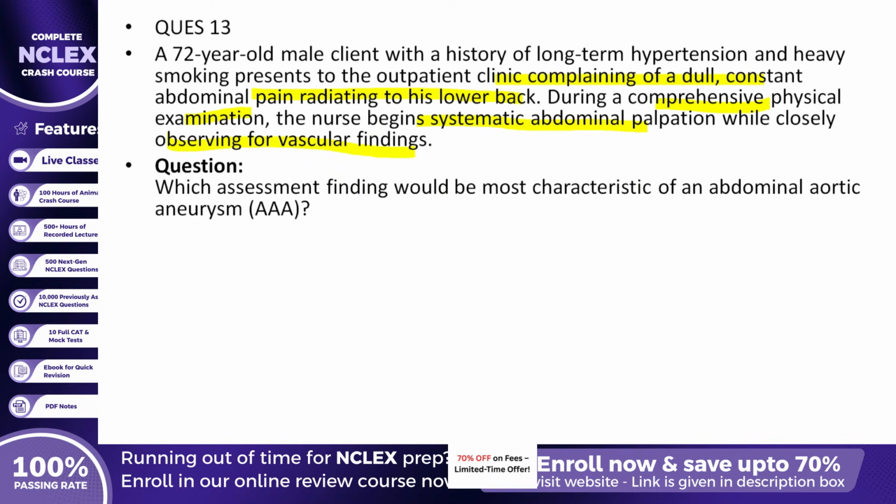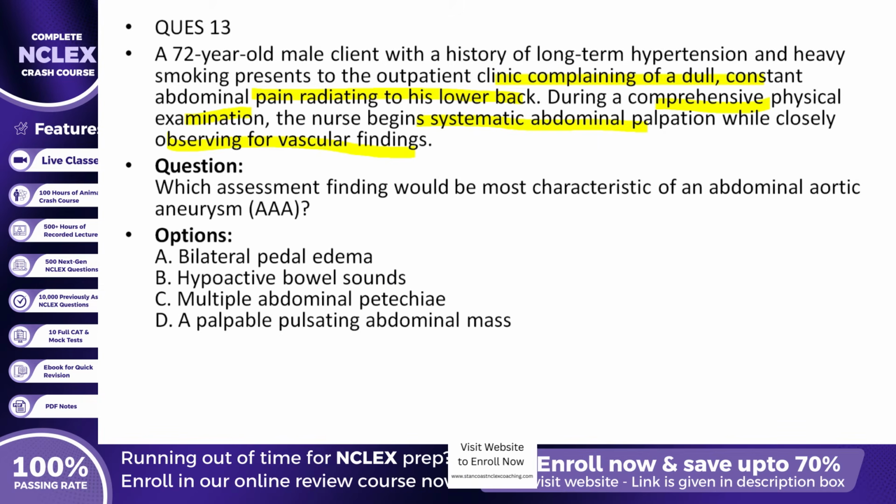The options are as follows. Option A, bilateral pedal edema. Option B, hypoactive bowel sounds. Option C, multiple abdominal petechiae. And option D, a palpable pulsating abdominal mass. The correct answer is option D, a palpable pulsating abdominal mass.